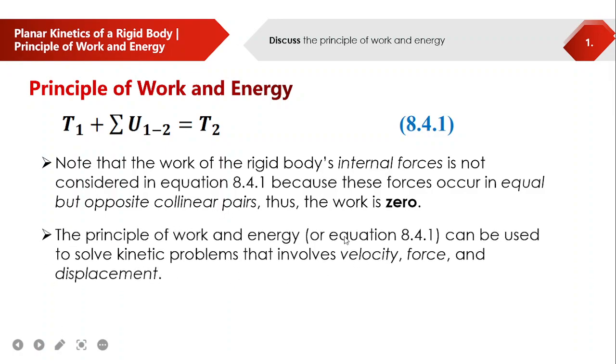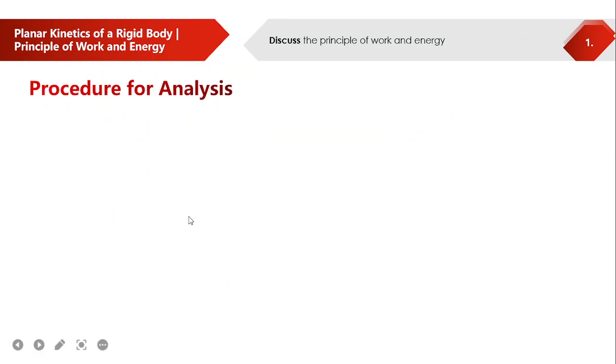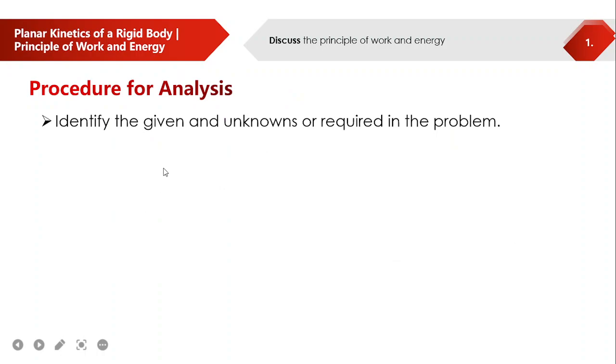So the principle of work and energy, or this one, T sub 1 plus the summation of U 1 to 2 is equal to T sub 2, can be used to solve kinetic problems that involve velocity, force, and displacement. So, ito yung gagamitin mo if your problem involves energy and work, and hinahanapan ka ng velocity or force or displacement of your system, then you can use this principle of work and energy formula.